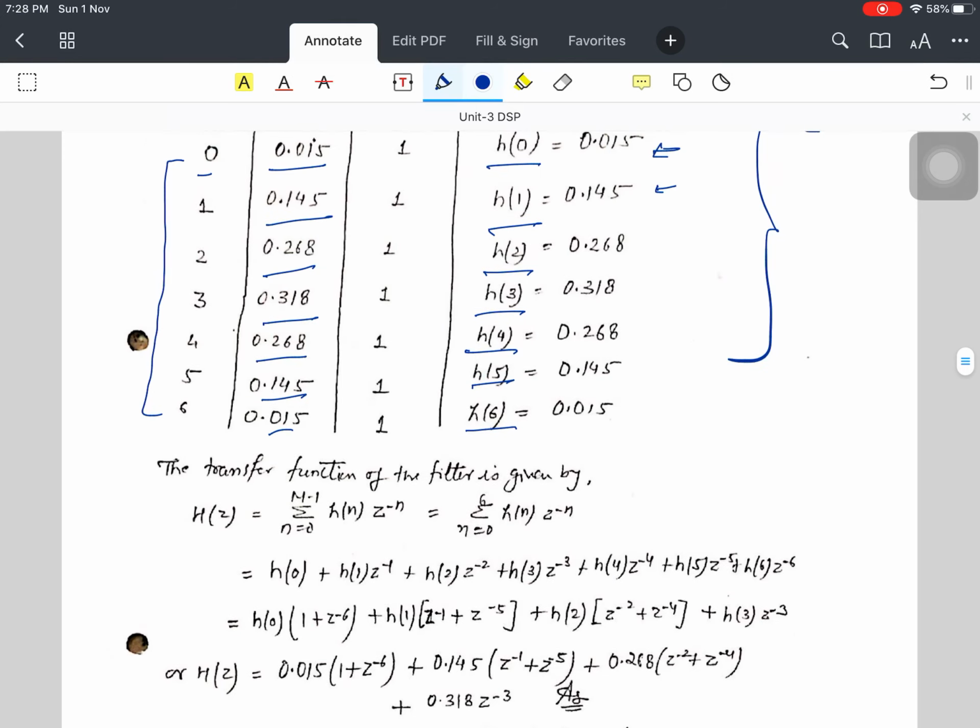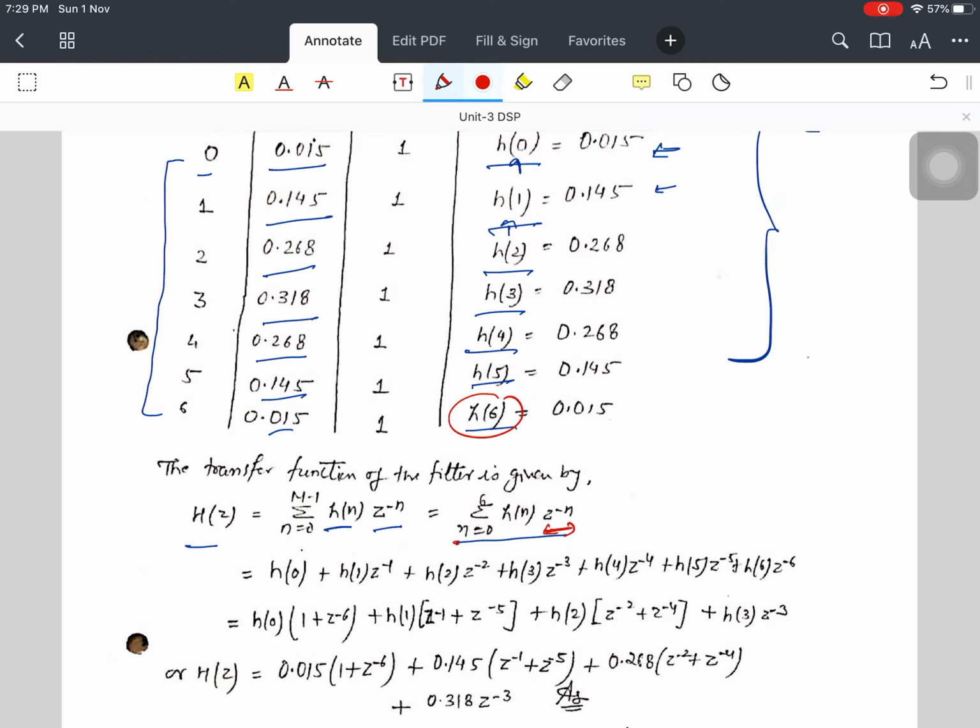Now, if you want to calculate this in the domain of z, we have to take the z transform. So, H(z) equals the summation from n equals 0 to M minus 1 of Hn z to the power minus n. Hn we already calculated these values. So, n equals 0 to 6 Hn z to the power minus n. We have these values directly. The remaining part is we have to multiply only this factor, and here summation is going on.